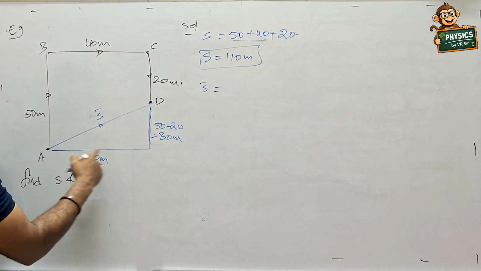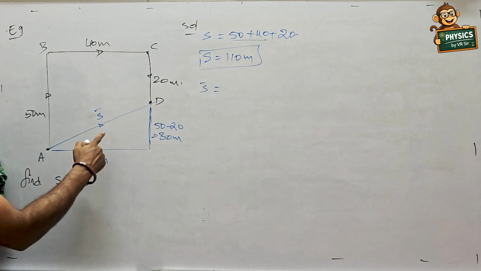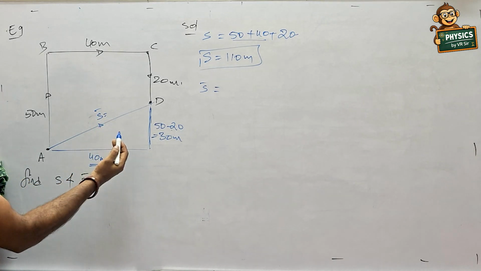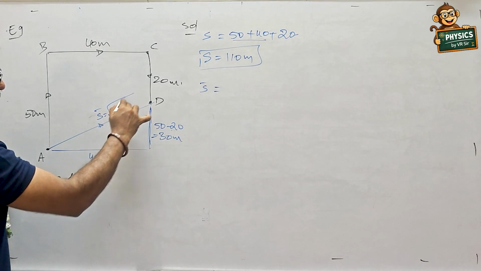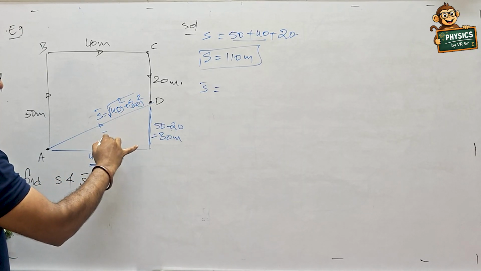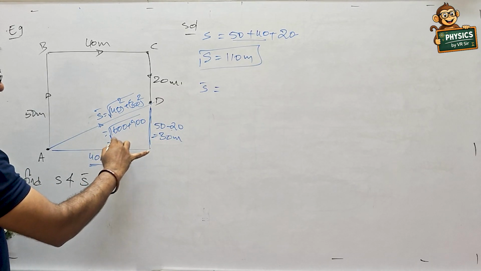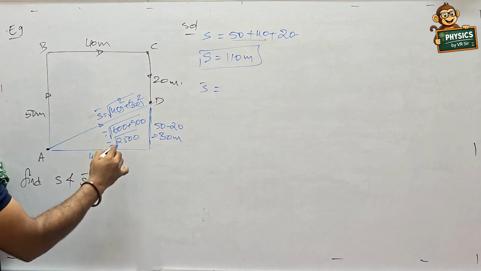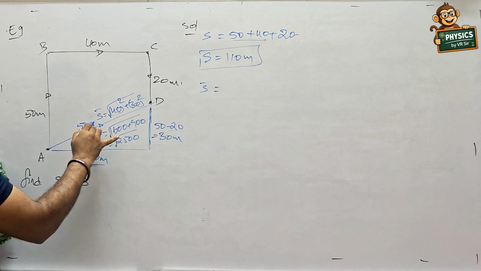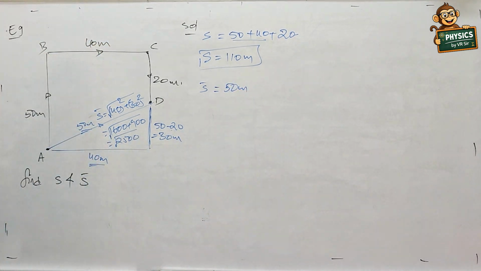And again, with 40 meters and 30 meters, you can use the Pythagoras theorem. By using the Pythagoras theorem, you can calculate root over 40 square plus 30 square. This is nothing but 1600 plus 900, which is 2500. Then how much is that? It is 50 meters. Therefore, displacement is 50 meters. That is how we can calculate.